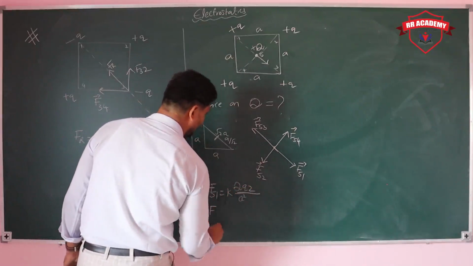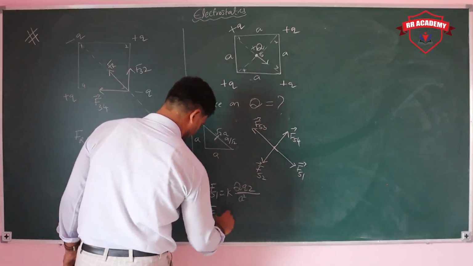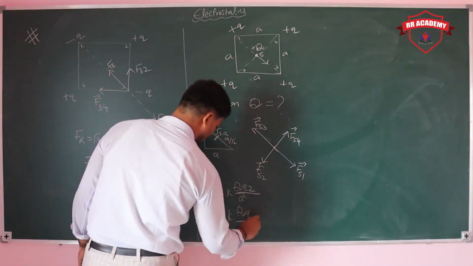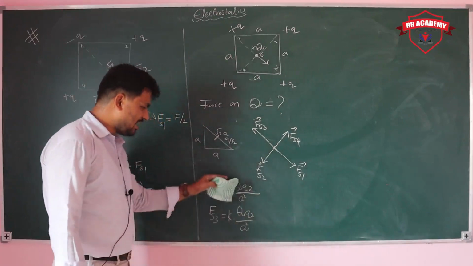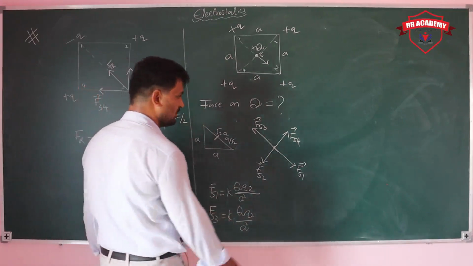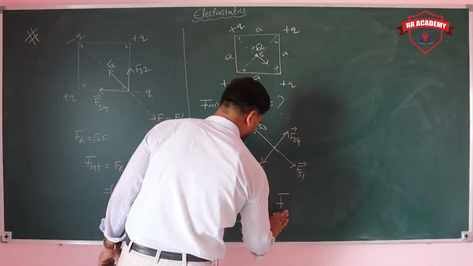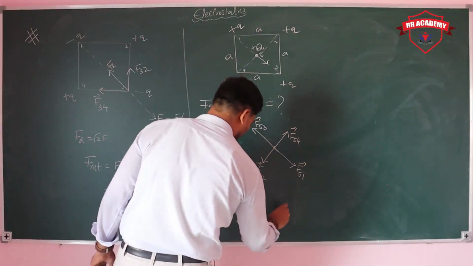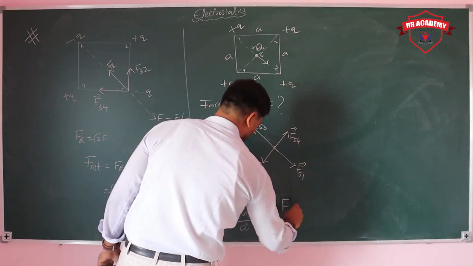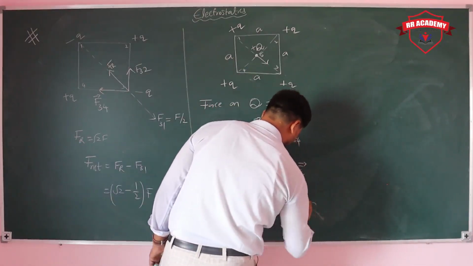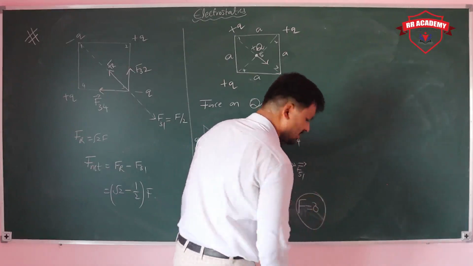At the same time, find the F5 force. F5 is k into Q by a by root 2, nothing but a square. So what happens to both? The net force in this direction is 0, and in this direction is 0. Finally, the force on the capital Q becomes 0.